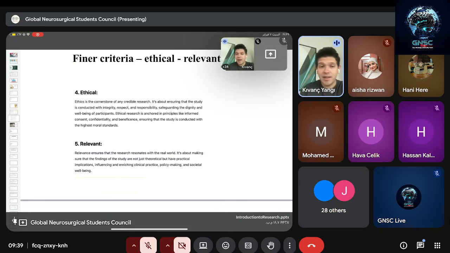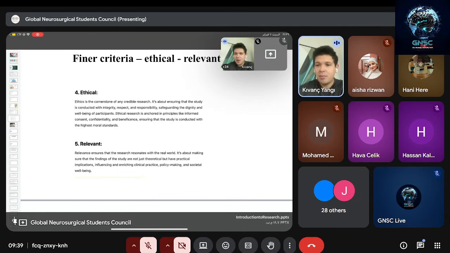So ethical, yeah. Ethics is the cornerstone of any credible research. Like I told you guys, although I personally know many journals may not ask you for ethical approval, ethical clearance for case reports or single case reports, some high quality journals, some top tier journals do. So it differs from journal to journal. It differs from institution to institution, culture to culture, and from country to country.